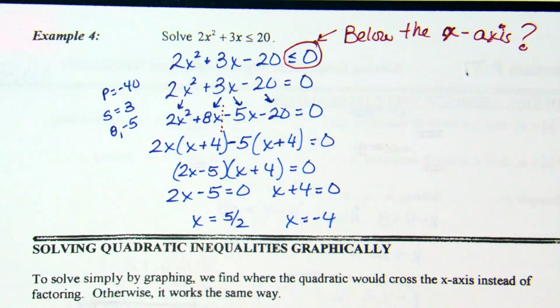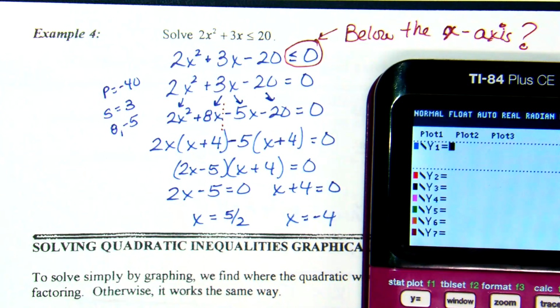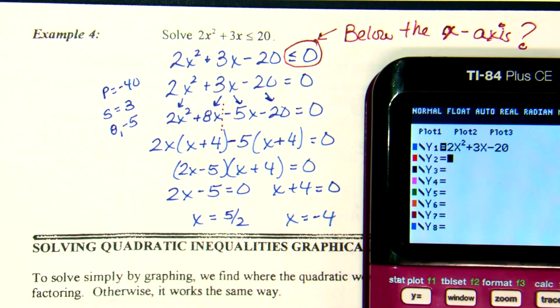Okay. Have you graphed it? Graph the equation of when it was equal to 0. So 2x squared plus 3x minus 20. And then I'm going to hit graph.